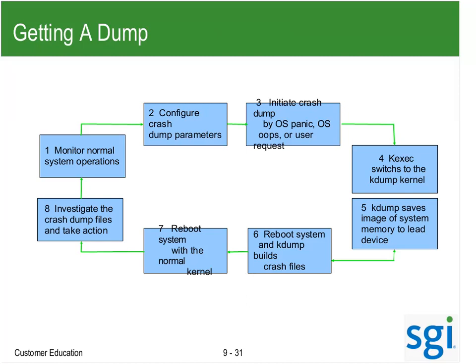Okay, so anyways, getting a dump, system's running along, you configure your crash dump parameters, which loading ProPack does automatically. There's a script called SGI ProPack configuration that does that. Then we initiate a dump by a panic, an oops, user request. Now this new kdump kexec actually switches to a second kernel. The thinking being I don't want to dump with my current kernel because I don't trust it. So we jump off to another kernel and you'll actually see a second reboot before you get a dump. Then after that second reboot, kdump saves the image to the lead node. We reboot and build our crash file, and then reboot system with normal kernel. Then finally investigate the dump.